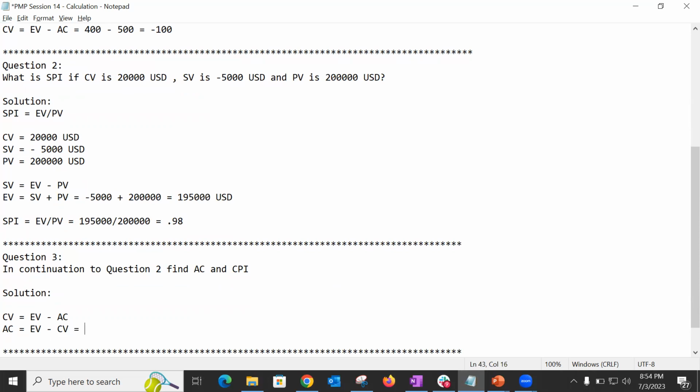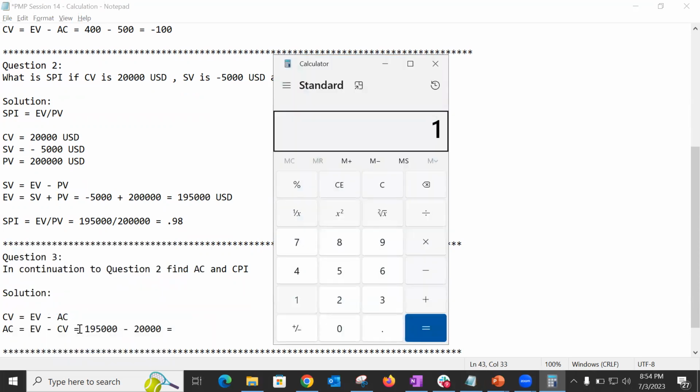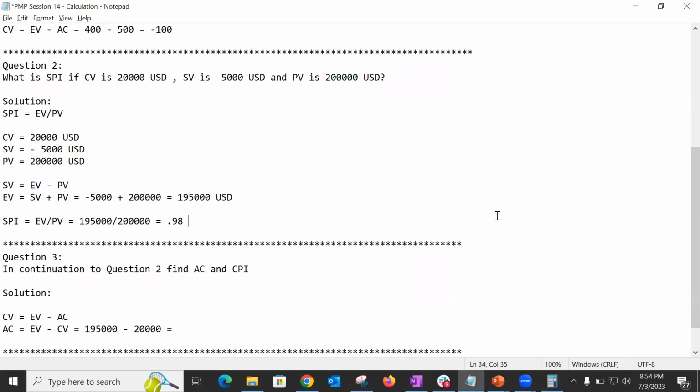So this will be simple because I knew the formula and I see the variables are all there. So EV is 195,000 minus CV, that is 20,000. We can do a quick calculation here: 195,000 minus 20,000, 175,000. That's your AC, the actual cost in USD which you have spent on the project.